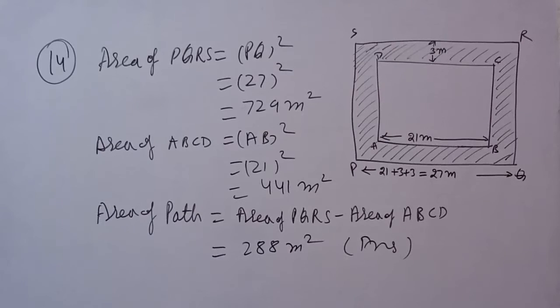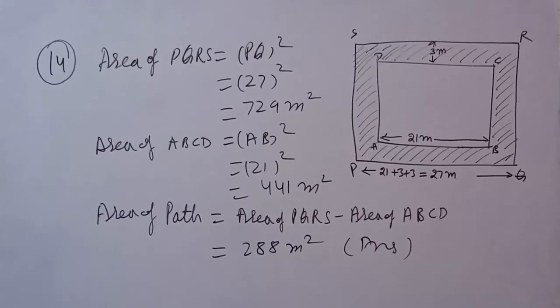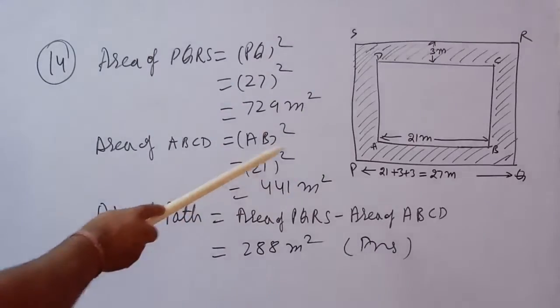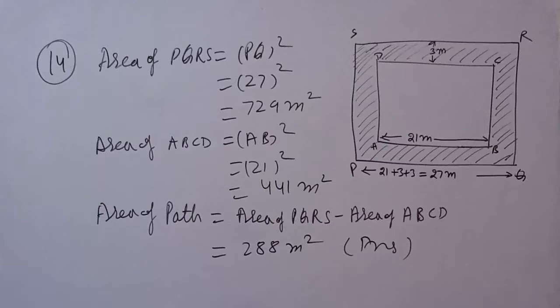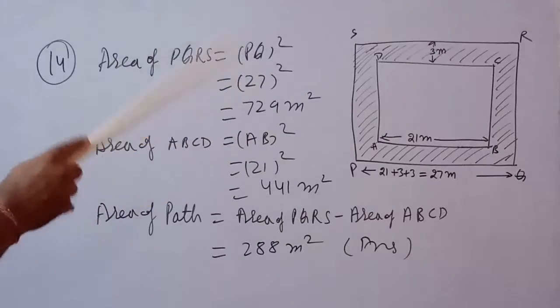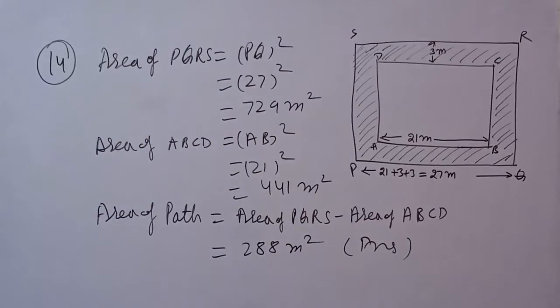Children, I am taking question number 14. A path of uniform width 3 meters runs around the outside of the square field of side 21 meters. Find the area of the path. That means ABCD is a square field of side 21 meters. AB equals BC equals CD equals AD, and the width of the path around it is 3 meters.